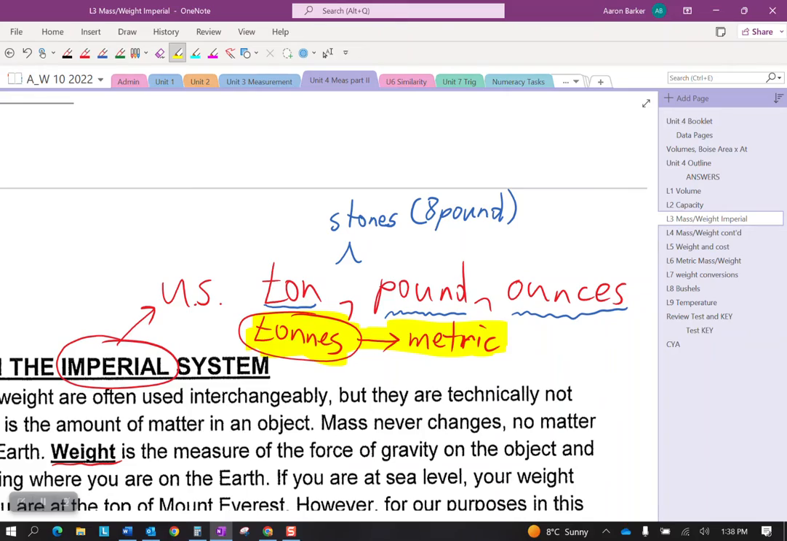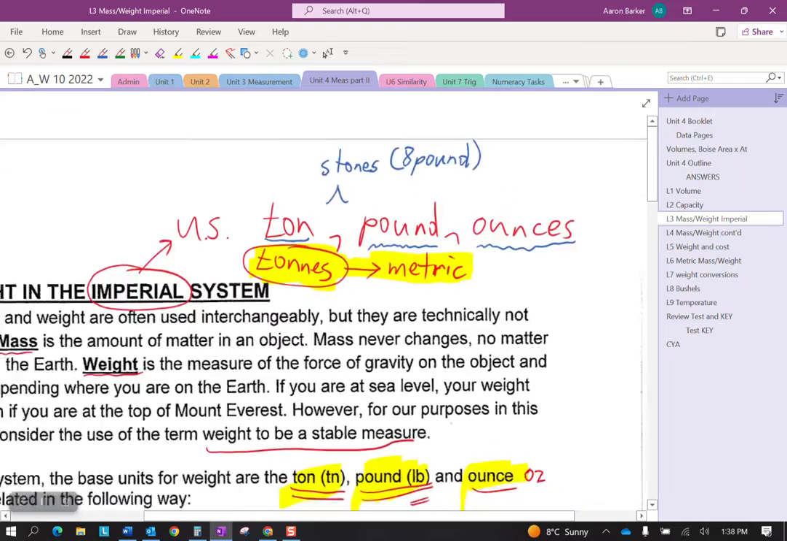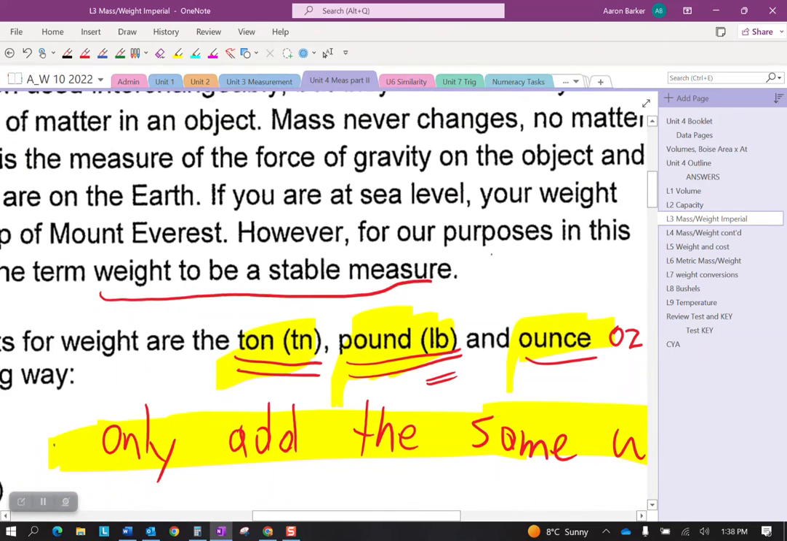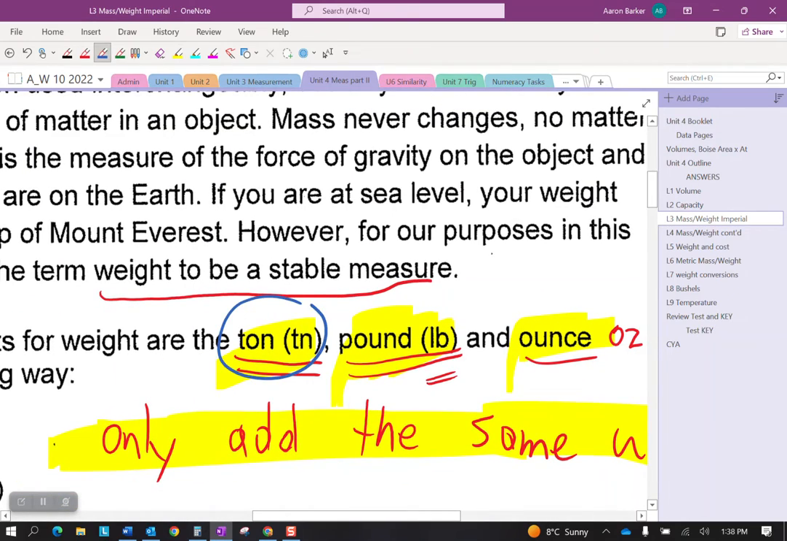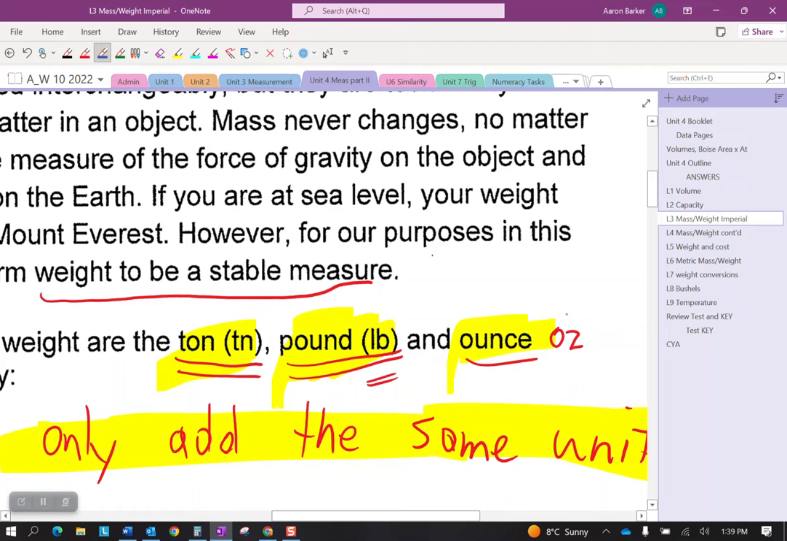Okay? Going down below here, the symbols. Ton is TN. Underline or circle TN. Then we have pounds, which is LB. That's a weird one, it has nothing to do with the word pound, but LB is the symbol for pounds. Underline it. The next one is ounce, which is OZ. Underline it.